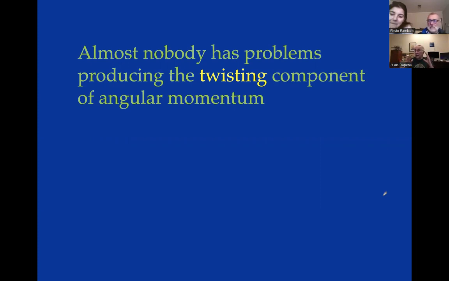Now, sometimes it looks like there's a problem. Sometimes you'll find an athlete at the peak of the jump, and the athlete, instead of being like this, will be like this or like that. It seems that that is a problem with the twist rotation, but normally it is not. It comes from other reasons. It's almost never a problem with the twist component of angular momentum.